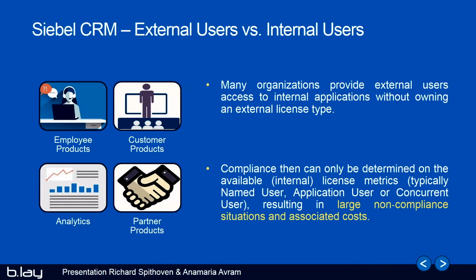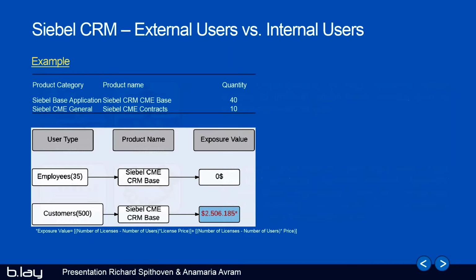Then this is actually a very large non-compliance situation, and of course the cost. And I'll give you an example. Let's say that we have a customer that is licensed for the base application called Siebel CRM Communication Media Base with 40 licenses available, and Siebel Communication Media Energy contracts for 10 licenses. We have employees and customers. We have 35 employees and 500 customers.